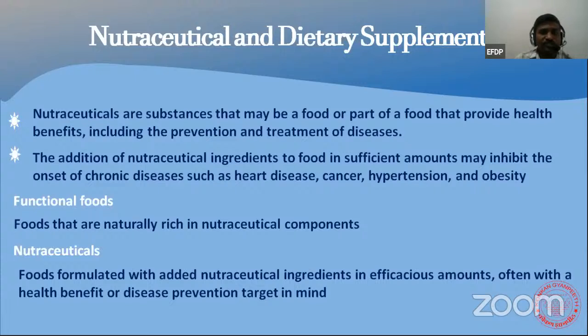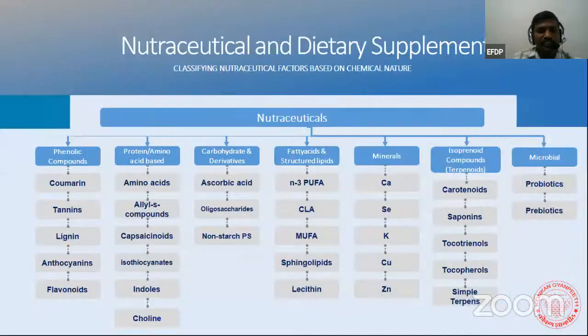Basically, nutraceuticals and dietary supplements or functional foods have two major categories. One is functional food and one is nutraceutical. The first is food which is rich in a nutraceutical component, whereas the second, the nutraceutical, is fortified or has a nutraceutical ingredient added in an efficacious amount. So nutraceutical is an ingredient incorporated in the food at a supplement level of dose, health-promoting nutraceuticals.